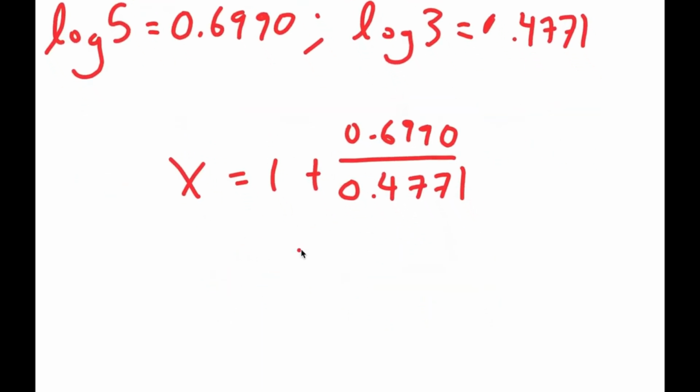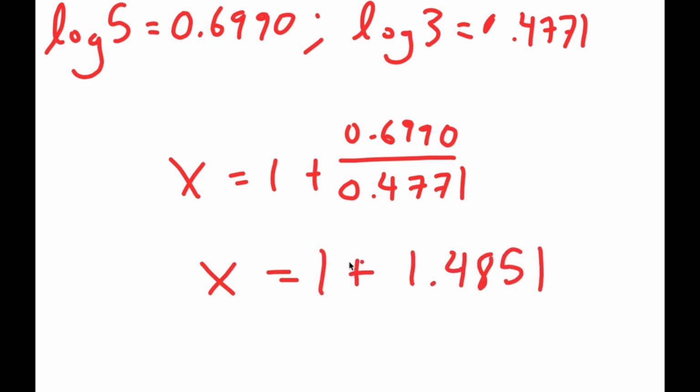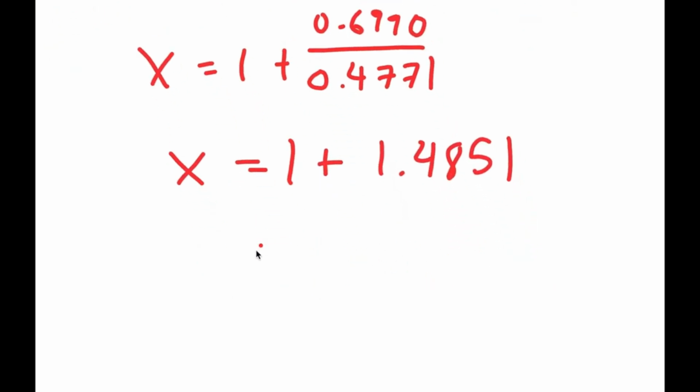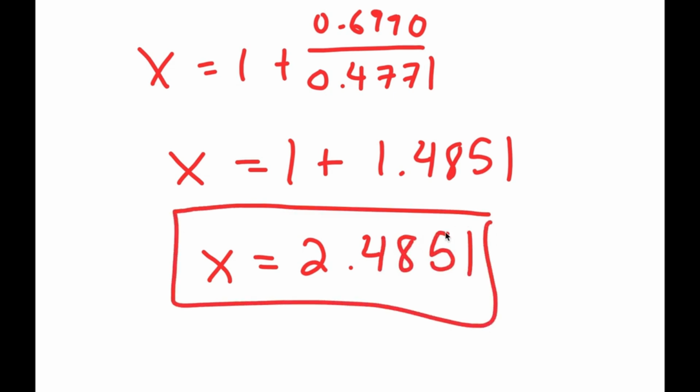Now, 0.6990 over 0.4771 is equal to 1.4851, and 1 plus 1.4851 is equal to 2.4851. So this is my value of x.